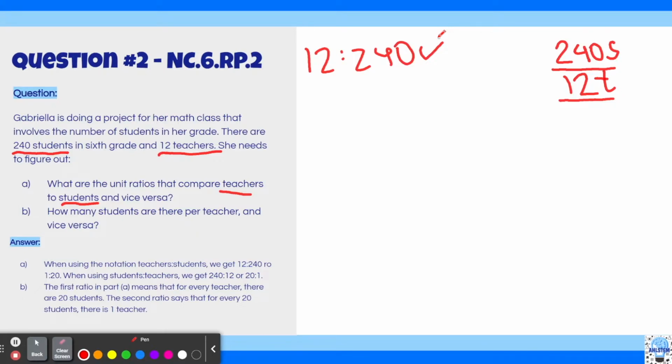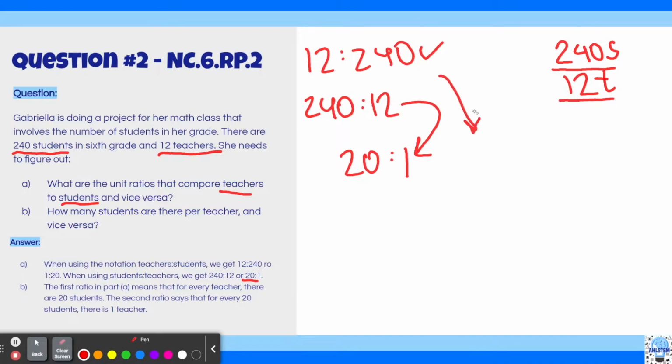So that is our first part. And now we need to find the ratio that compares students to teachers. So that's going to be 240 to 12. Okay? So that is how we get our answer for A. And to simplify, it is, like written here, 20 to 1 for this ratio. For the other ratio, it's going to be 1 to 20.